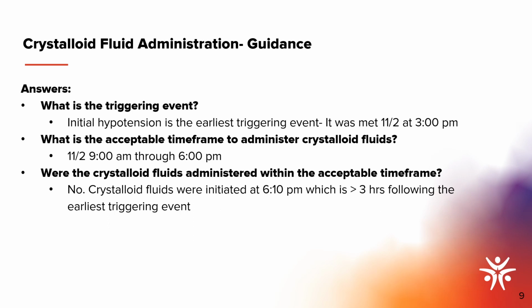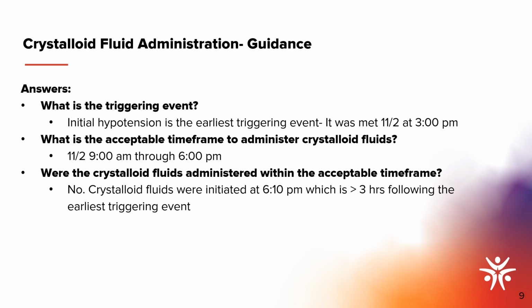So here are the answers. What is the triggering event? The initial hypotension was the earliest triggering event. It was met at 3 p.m. The severe sepsis was at 5 p.m. and the septic shock was at 6 p.m. So those were met later, but the initial hypotension was the earliest in this case.